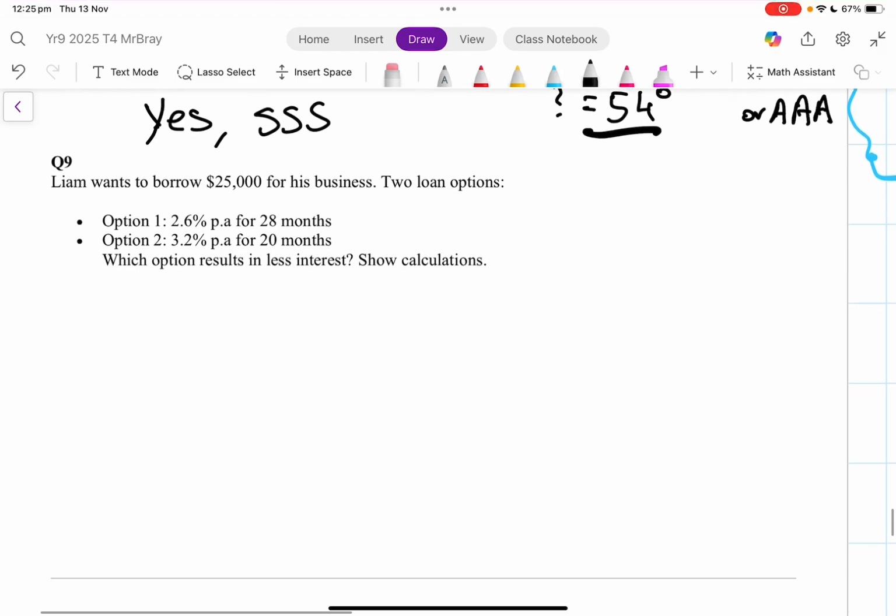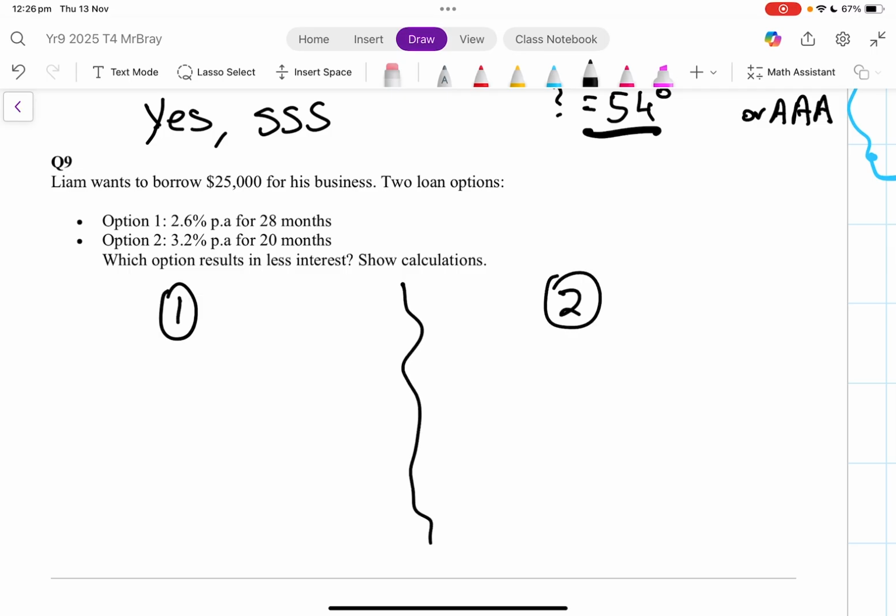All right, question 9. Liam wants to borrow $25,000 for his business. He's got two options. We want to know which option results in less interest, okay? So let's compare the pair. We've got option 1, we've got option 2. For option 1, we need to find P, R, and T. And we're going to do the same for option 2. Now, in either option, we're borrowing $25,000. So for both options, we've got the 25 grand.